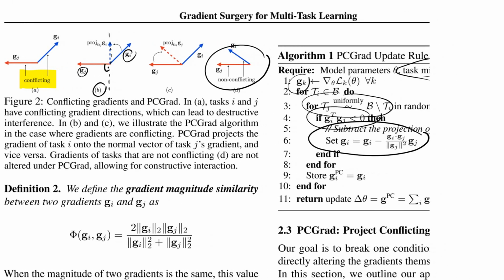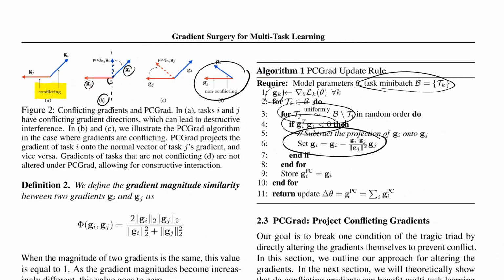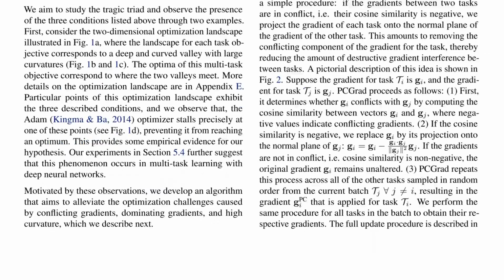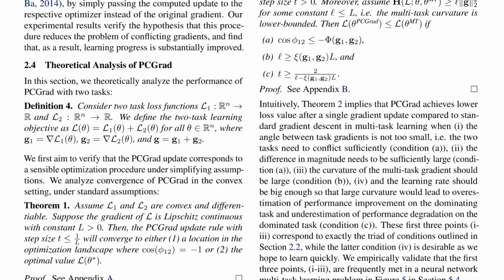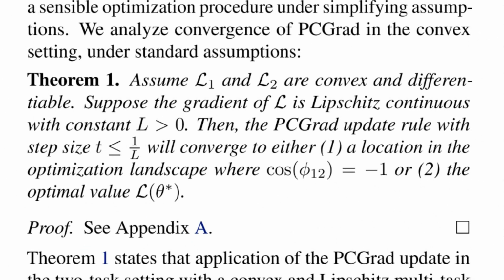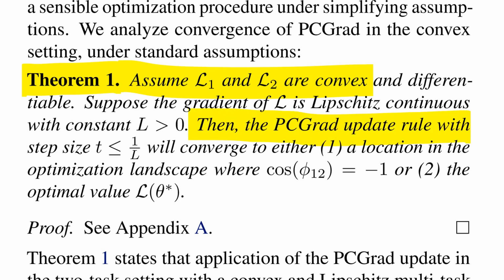You might be a bit appalled by this. I was at first when I saw it, but they actually do a good job of analyzing it. They have two theorems here, which I find interesting. Theorem 1: assume these are convex and differentiable, somewhat standard assumptions in optimization. Then the PCGrad update rule with a step size smaller than 1 over L, where L is the Lipschitz constant, will converge either to a location where the cosine is exactly -1 between two gradients, which never happens except if you construct it, or to the optimal value.